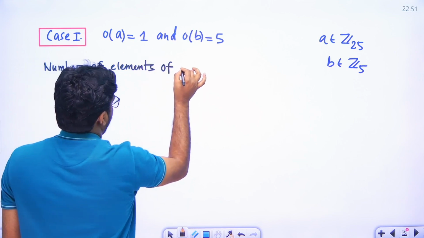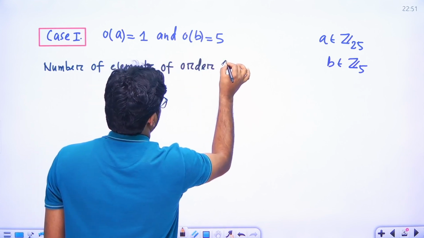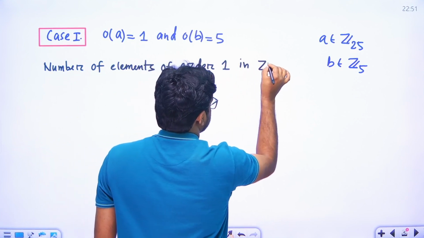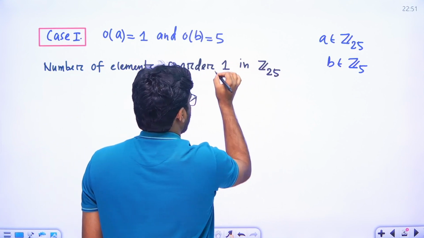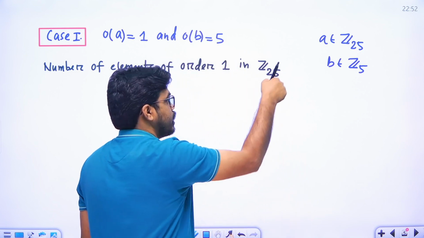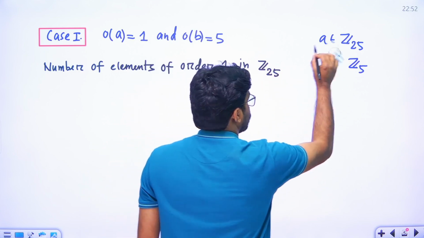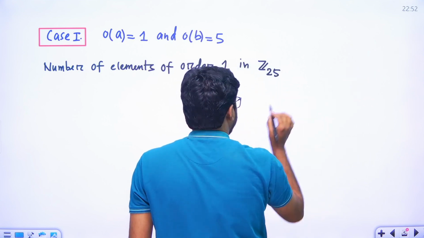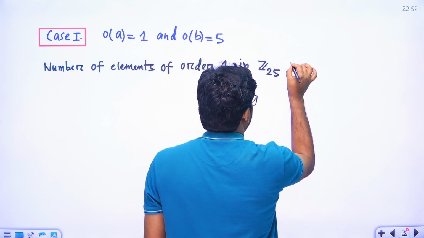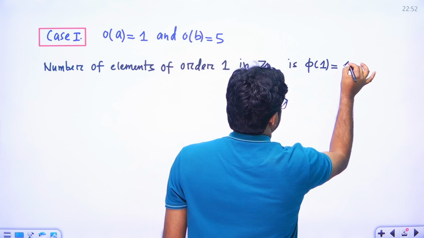So the number of elements of order 1 in Z25, 1 divides 25. Number of elements of order D in G is phi D, right? So this will be phi 1. Number of elements of order 1 in Z25 is phi 1. Phi 1, that is 1.